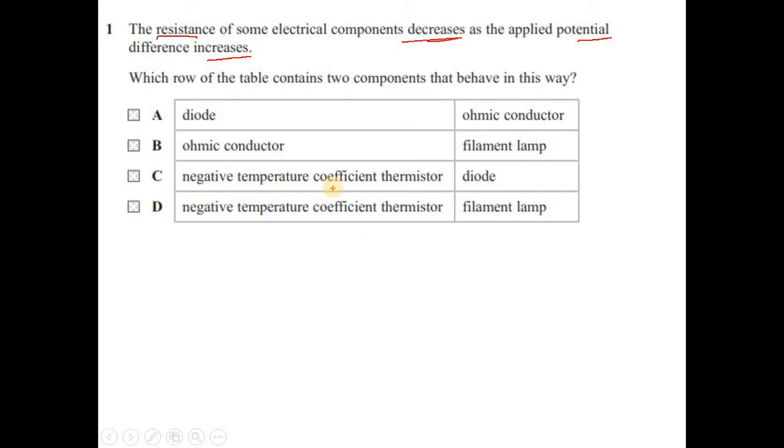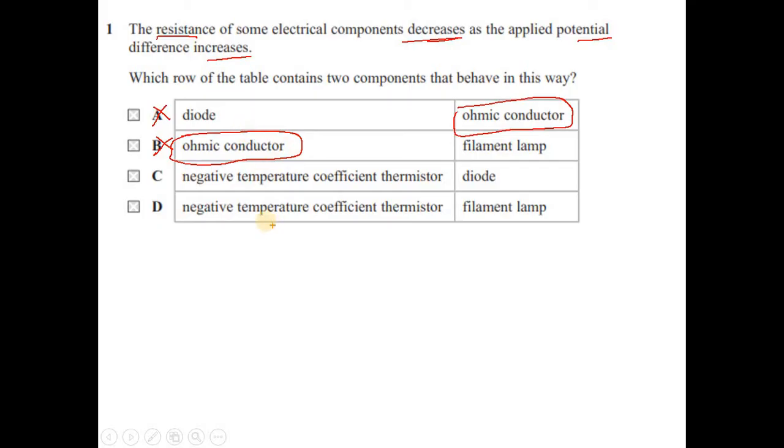First of all, remember, whenever you find the word ohmic conductor, an ohmic conductor is a conductor that does not change its resistance, or its resistance stays the same. So option A and option B are immediately gone. Don't waste time thinking about these options. So the remaining options are a negative temperature coefficient thermistor and diode, and a negative temperature coefficient thermistor and filament lamp.